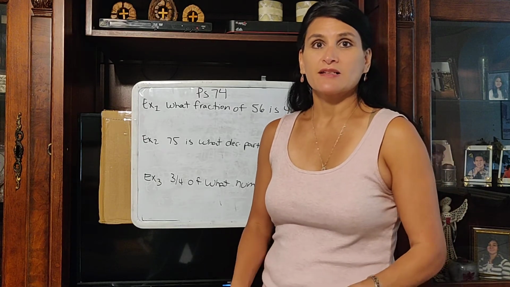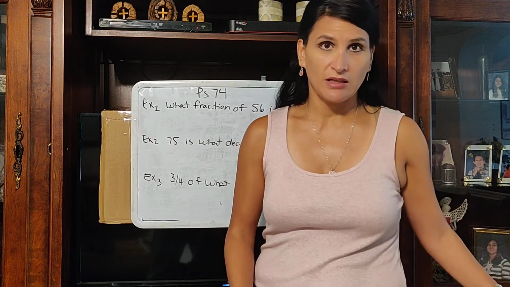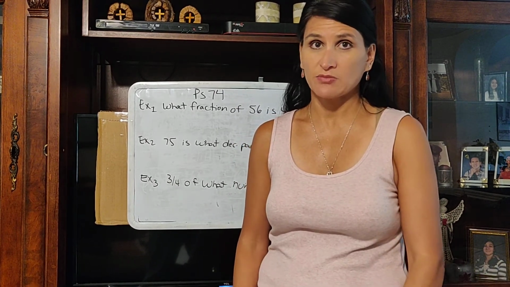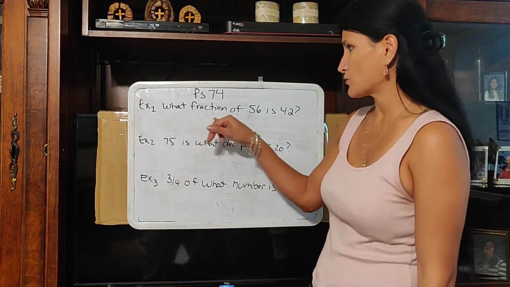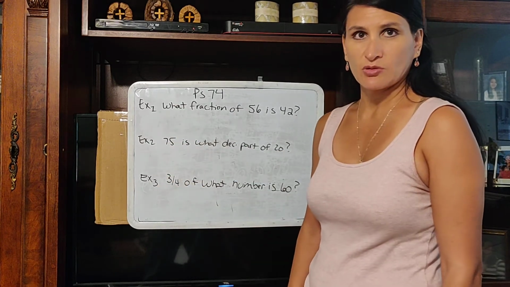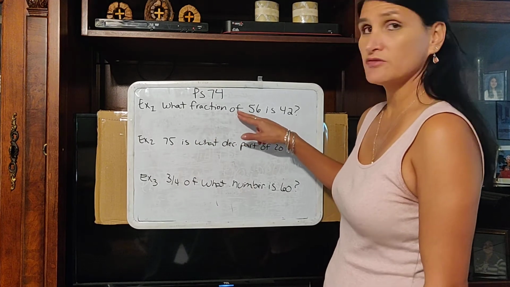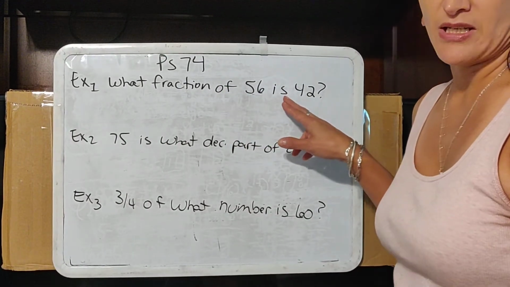Okay, so today's lesson is going to be problem set 74, and we're going to be talking about how to translate equations using fractions, decimals, and percents. We've already talked about before what these different words mean, so I've written example 1, 2, and 3 out on the board for you. Remember that we're going to use the word of, we're going to translate it to mean times, and the word is going to mean equals.